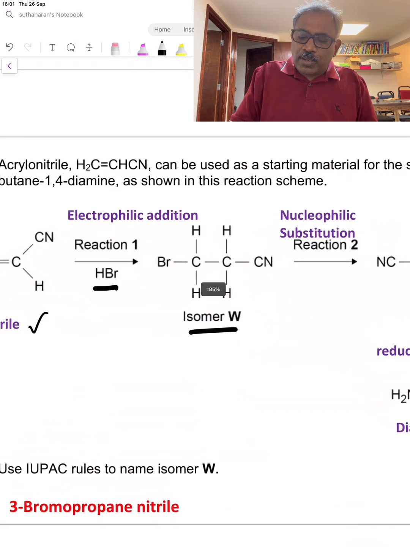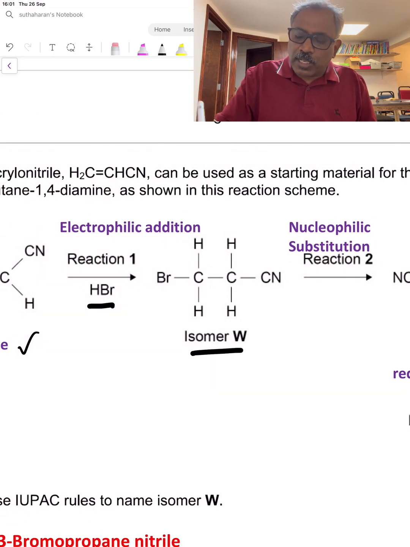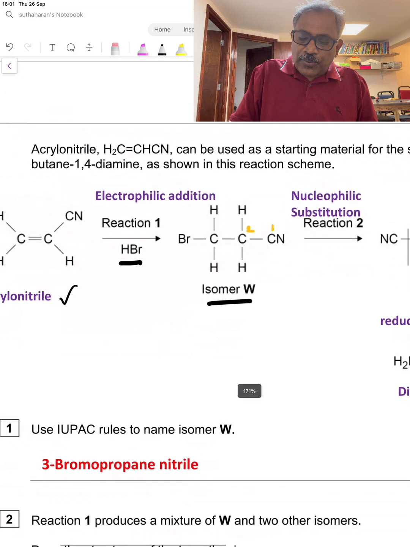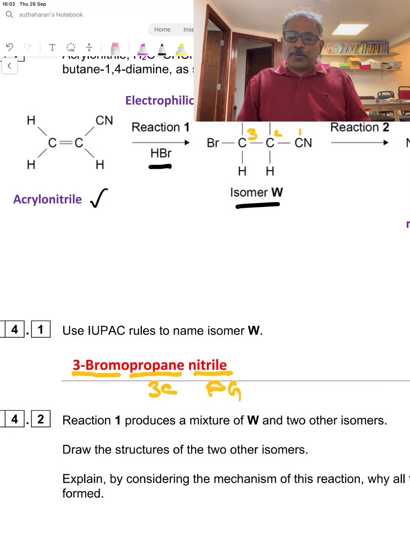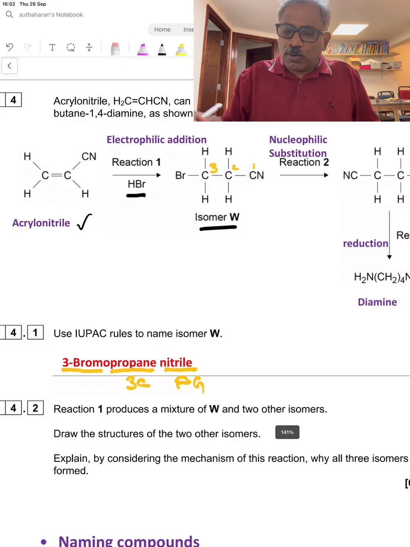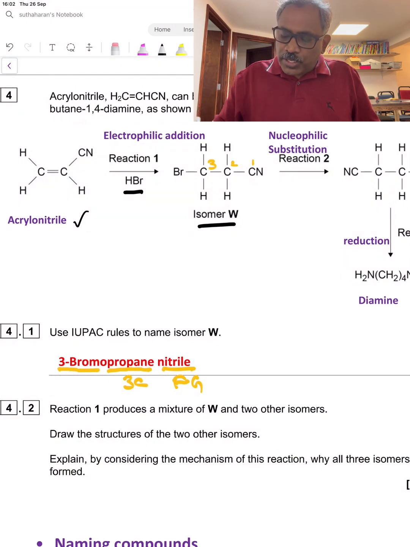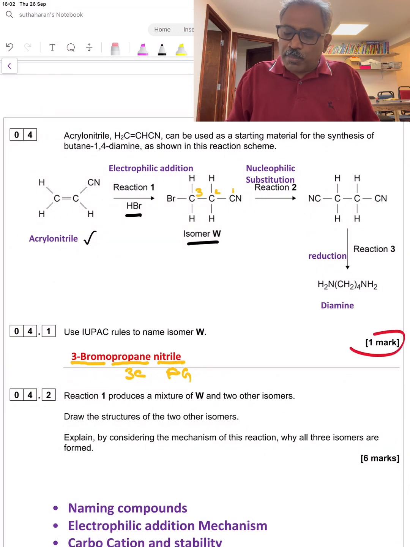When you name organic compounds, you number the carbon atoms or take the longer chain. In this case, nitrile is a priority carbon, number 1, 2, 3. Therefore, the name of isomer W is starting from the 3rd carbon, so 3-bromo. There are 3 carbons, so propane. Nitrile is your functional group. So 3-bromopropanenitrile is the name of the compound. This is pretty easy, straightforward, and you get your 1 mark.